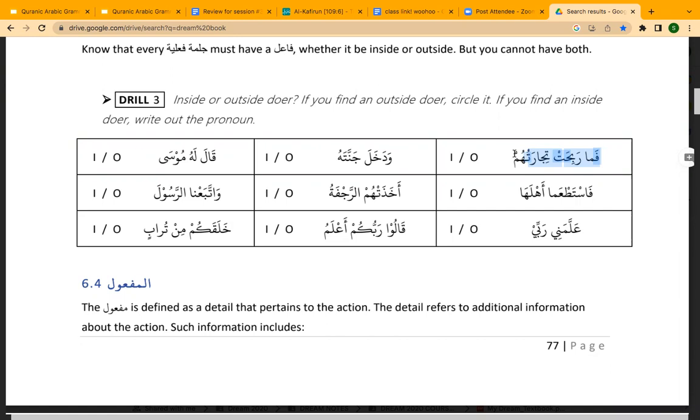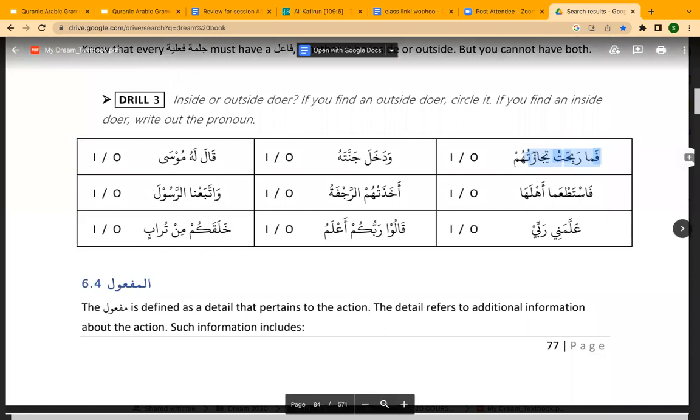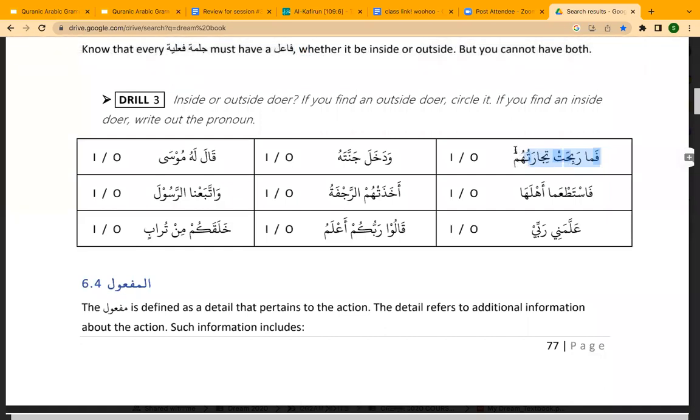It is jar. So can a word that is jar in status be an outside doer? What have we determined so far that your doer is always what in status? Doer is always blank in status. Think about it. It's never nasb in status. Your doer is always raf in status. Keep that in mind, okay? Doer is always raf in status. Tijaratuhum. Tijara is an outside doer for rabihat. And tijaratuhum is also an idafa. Hum here is mudaf ilayhi and jar in status.